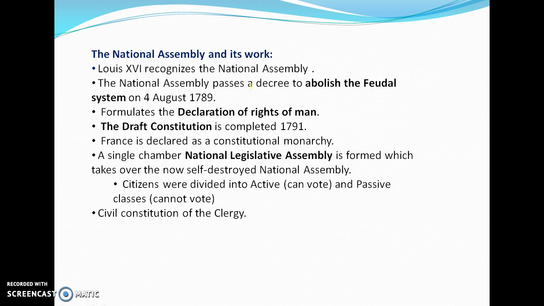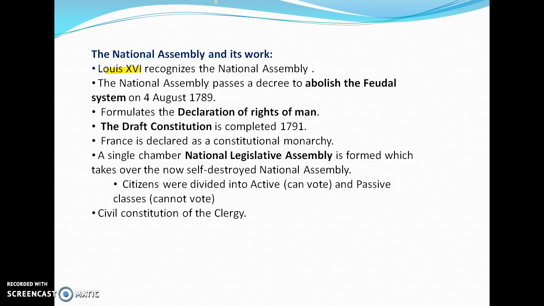The next is the work of the National Assembly, because the National Assembly has taken over and become quite powerful, and in fact it has been recognized by King Louis XVI. The National Assembly now passes a decree to abolish the feudal system. It was the day of 4th August 1789. It formulates a Declaration of Rights of Man, wherein equal rights are given to the people of France.